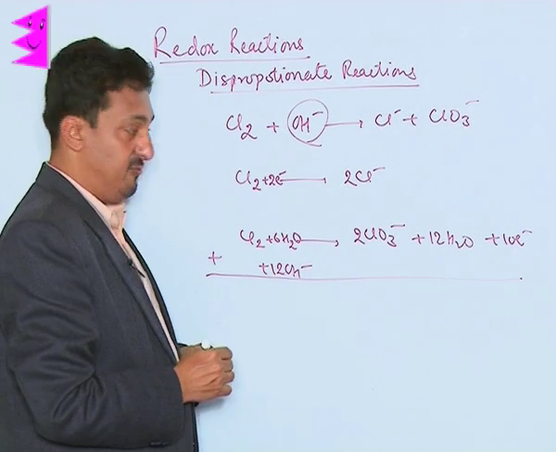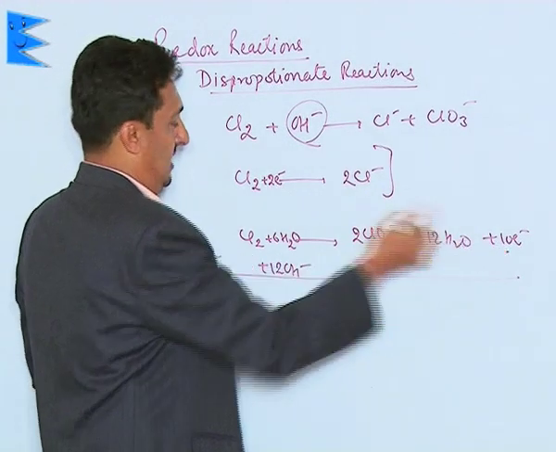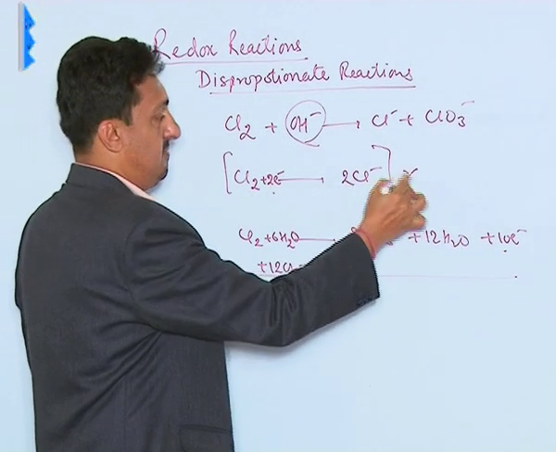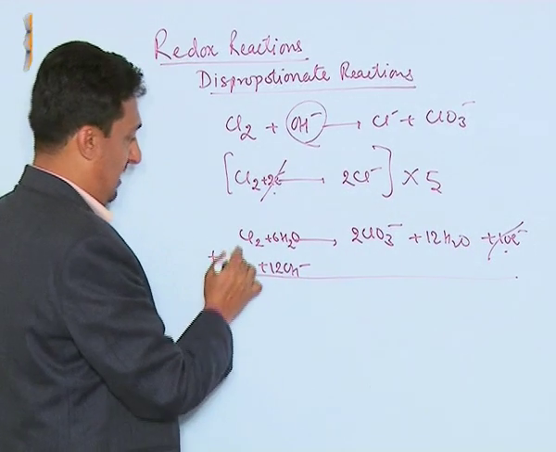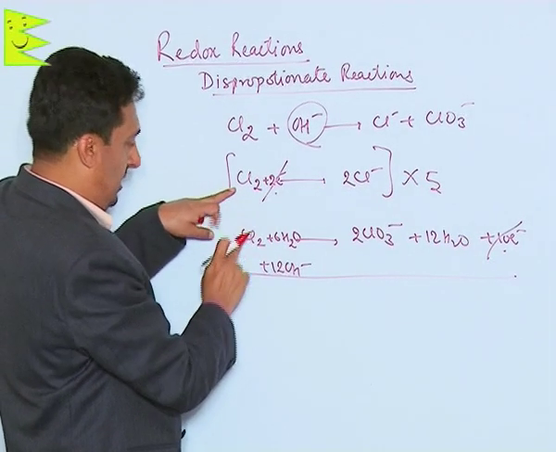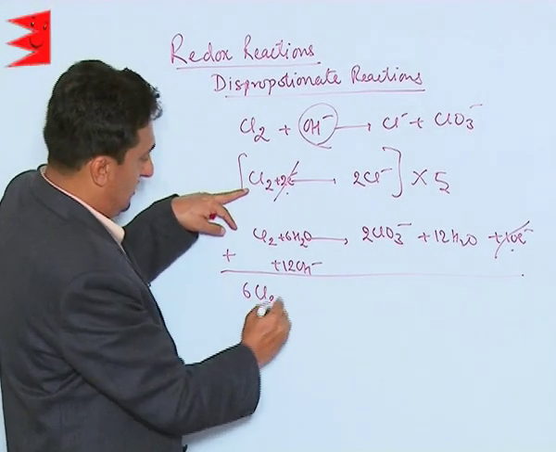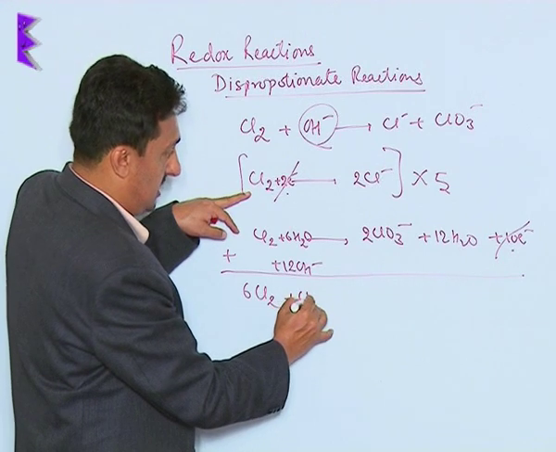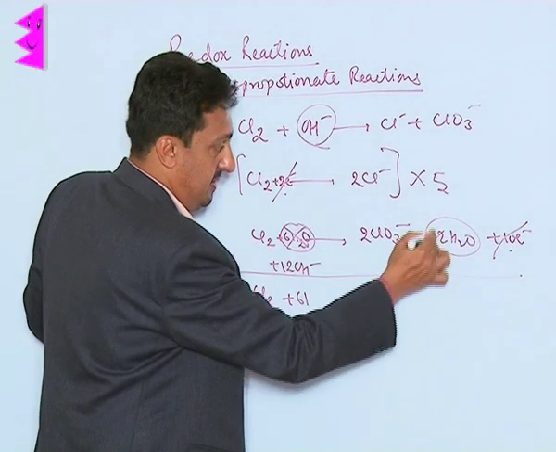Now add these 2 halves, but before this you have to ensure that the electrons get cancelled. Here there are 10, here there is 2. So we will multiply this side by 5. This gets cancelled. So we will have 5 chlorine in this one and 1 in this, which will make 6 chlorine. Then 6 water here and 12 water produced, so net it will be 6 here.